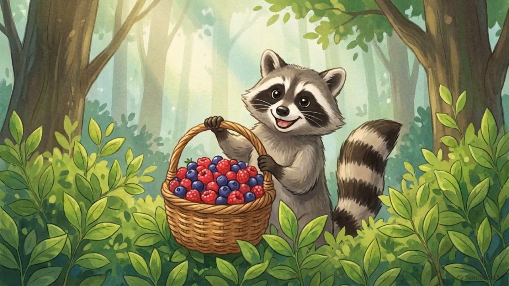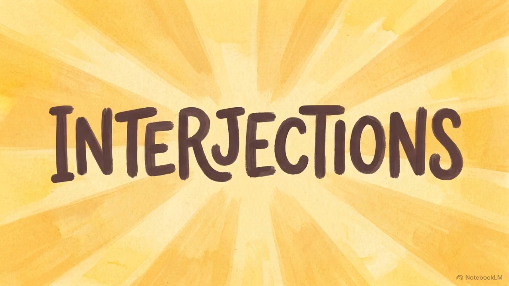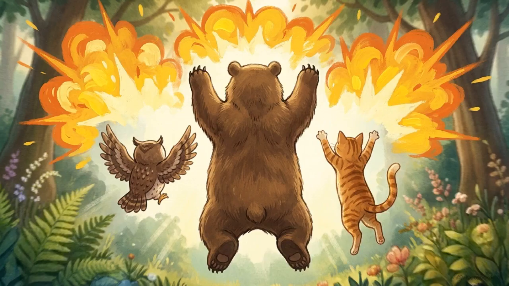Then comes a wonderful surprise. Ripley the raccoon pops out of a bush holding a massive basket of fresh berries. When we feel a sudden burst of excitement or joy like this, we use interjections, which are special feeling words. Seeing the sweet treat, the animals cheer with excited feeling words, shouting wow and hooray.